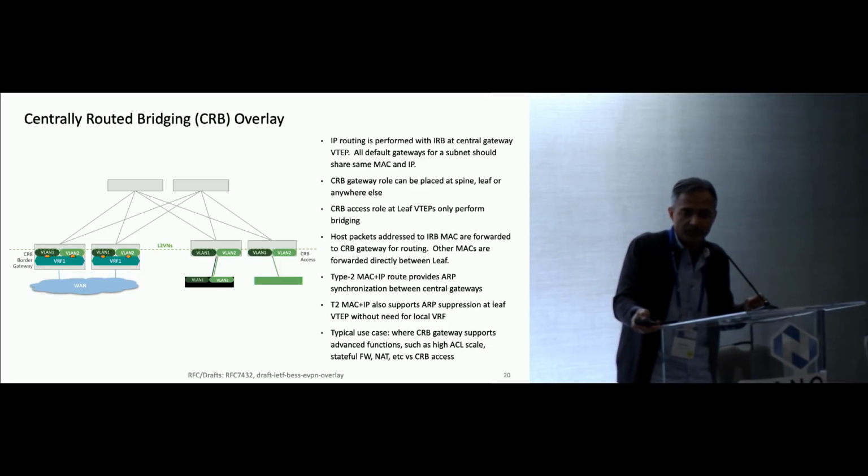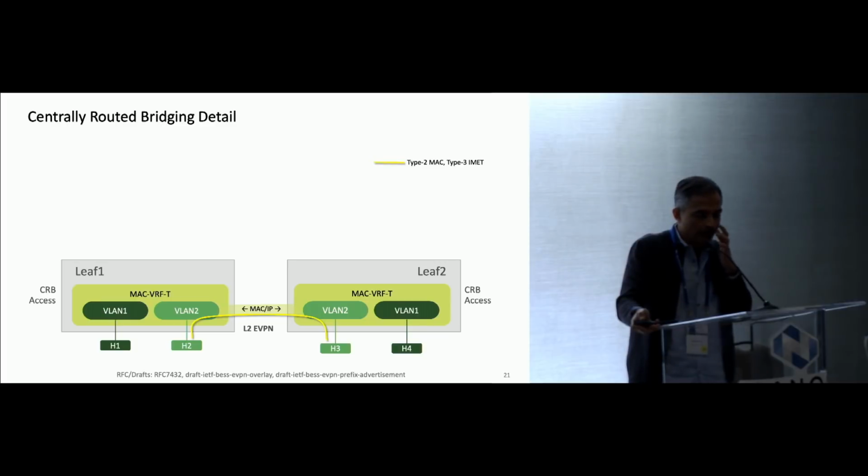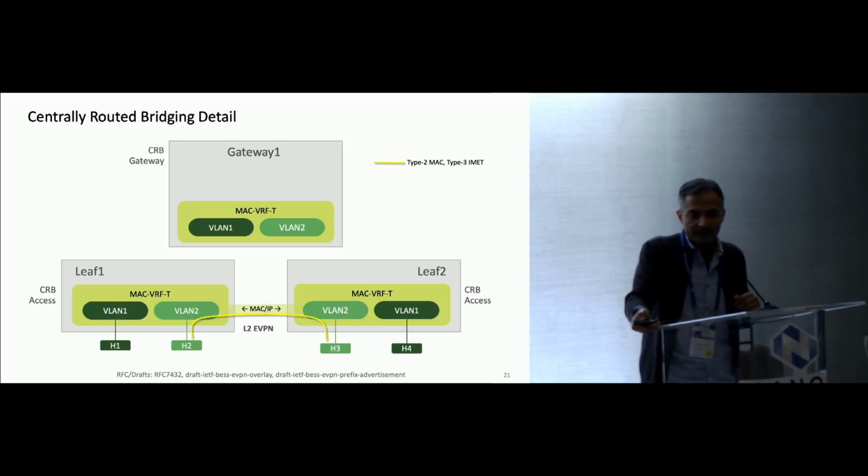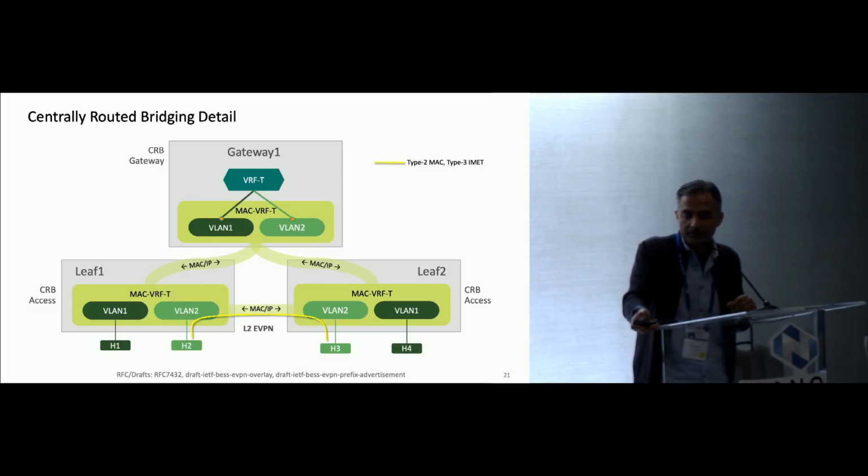A little detail: we start with the pure bridging, exactly the same. We can do intra-subnet with pure bridging. We add a gateway, we add the MAC VRF for the tenant. We join the tenant's EVI. We add a VRF at the gateway and connect the VRF to the subnets with integrated routing and bridging. And now we have inter-subnet routing at the gateway. And that's basically it.